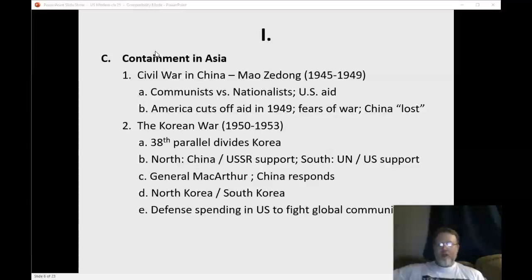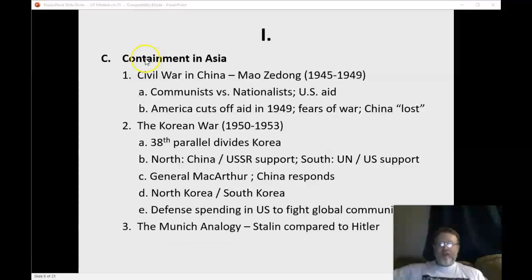In 1953 alone, the U.S. budget was $50 billion for national defense. $50 billion national defense. All supposedly, and really it is, to fight global communism.